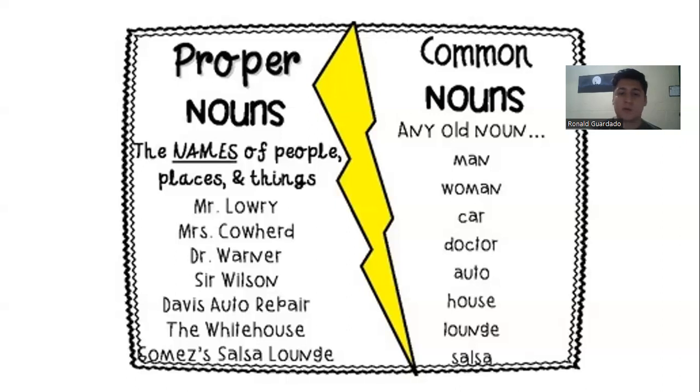The same goes for Mrs. Carter, Dr. Warner. We can stay with just doctor if we want to stay in a more generic conversation, but if we want to point him out, we may say Dr. Warner. We have Sir Wilson, we have Davis Auto Repair, another proper noun that will help us to go straight to any location.